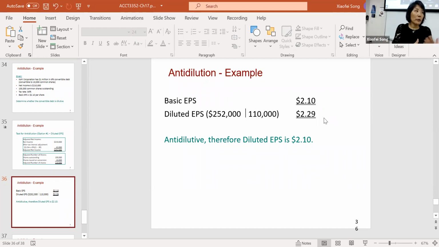Now, what do you do? How do you report? You still have to report diluted earnings per share, as long as you have a complex capital structure. What you will show is basic earnings per share of $2.10 and diluted earnings per share also $2.10, so they will be the same. Diluted earnings per share is $2.10.